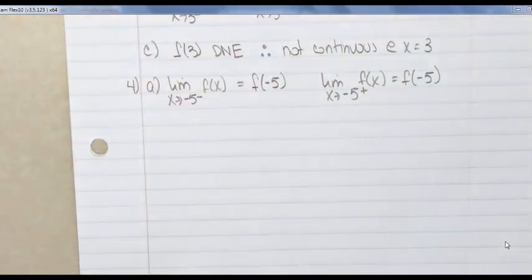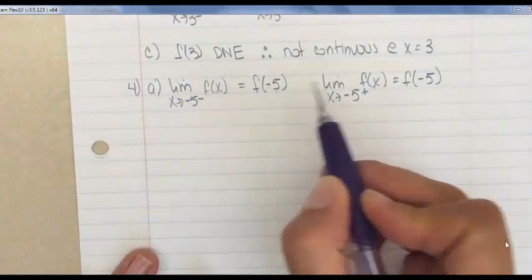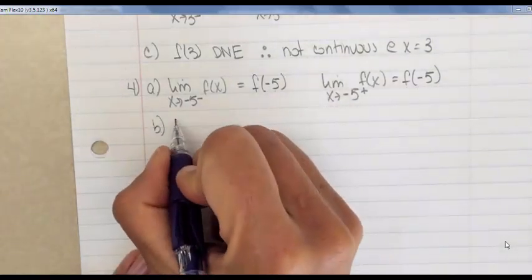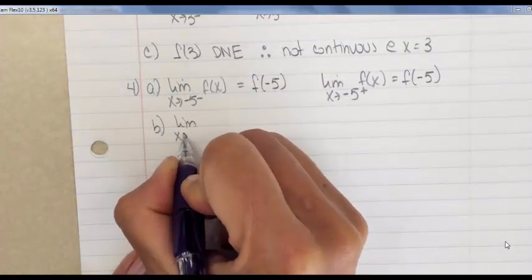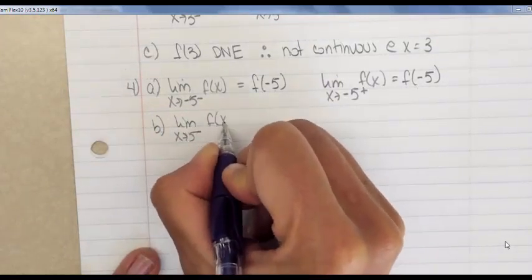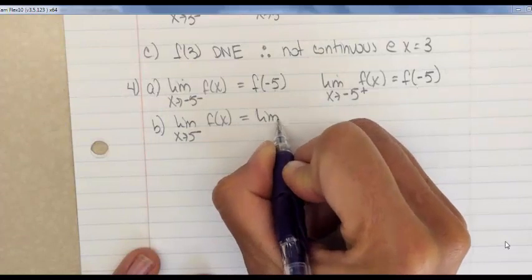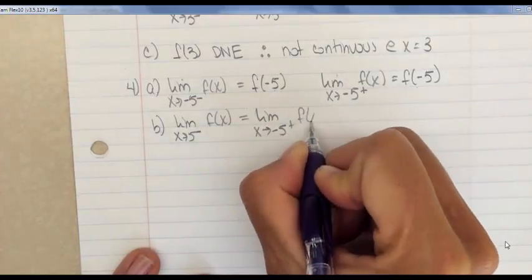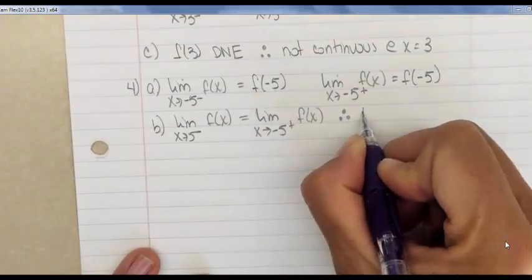Okay, so B, does it then have a limit? Well, if the limits are exactly the same, then the limit does exist. So the limit as x approaches -5 from the left of f of x is equal to the limit as x approaches -5 from the right of f of x. Therefore, the limit exists.